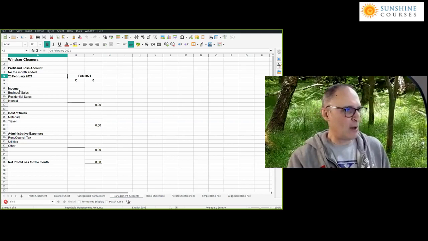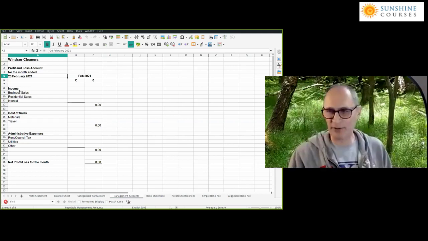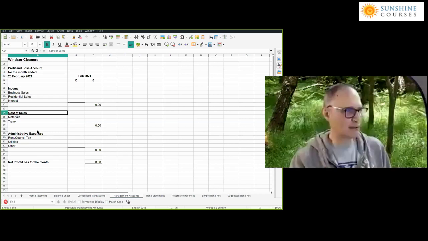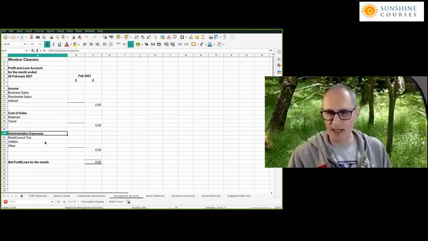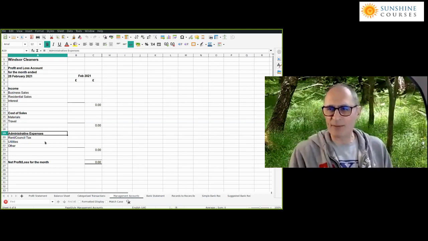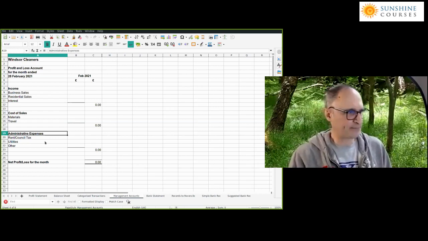But there's 3 separate categories we've got. One is an income category. One is what's called cost of sales, and one is administrative expenses. And I just want to talk very briefly about the difference between these 3 types of categories to try and give an understanding for what happens if you've got different types of businesses.